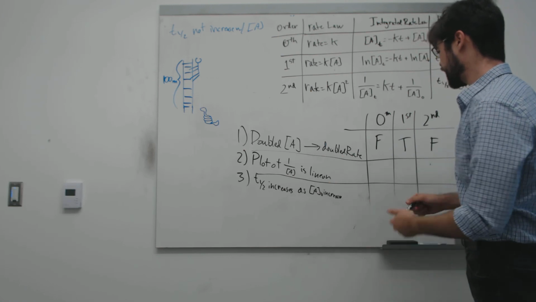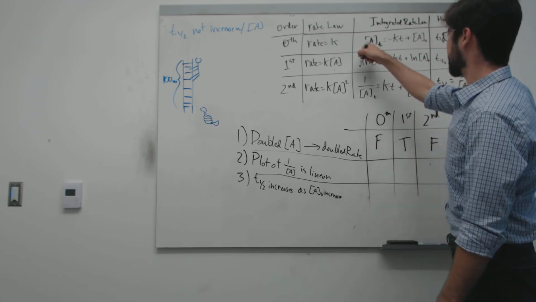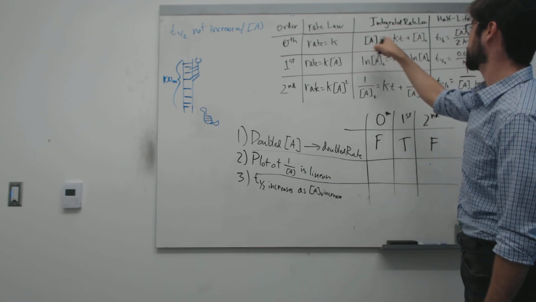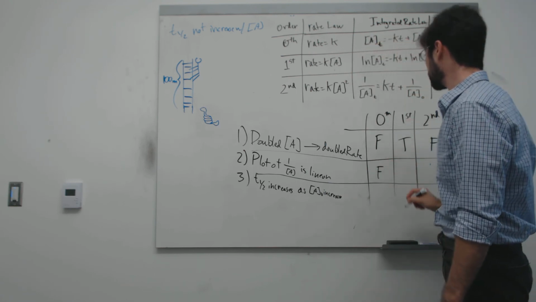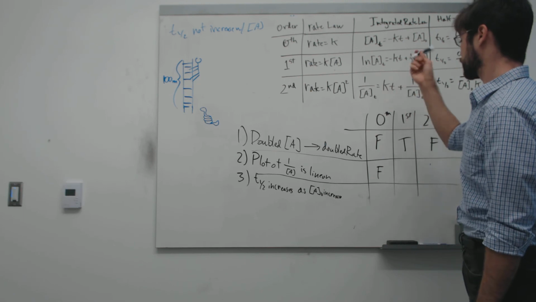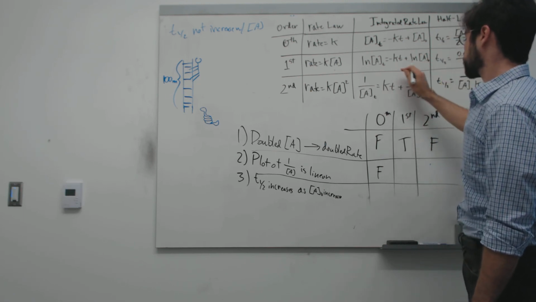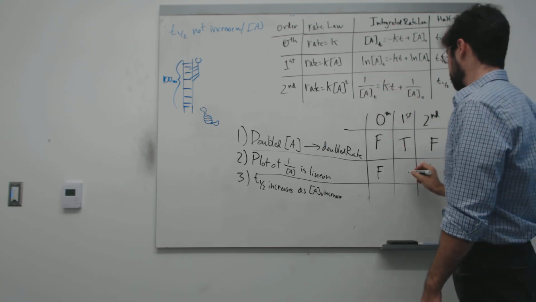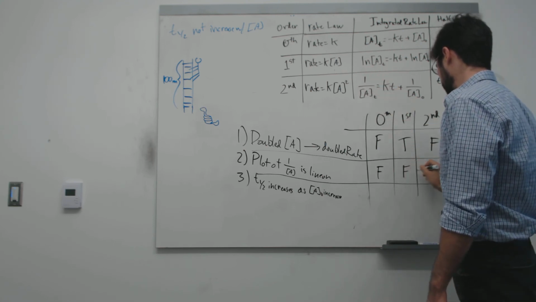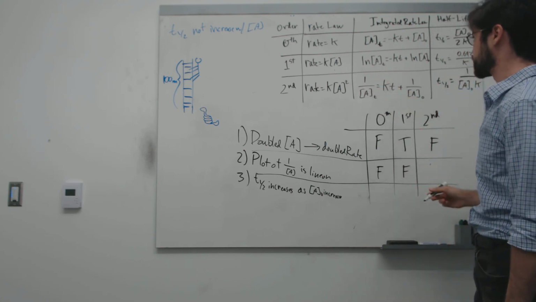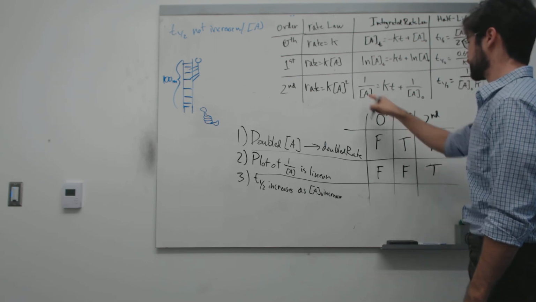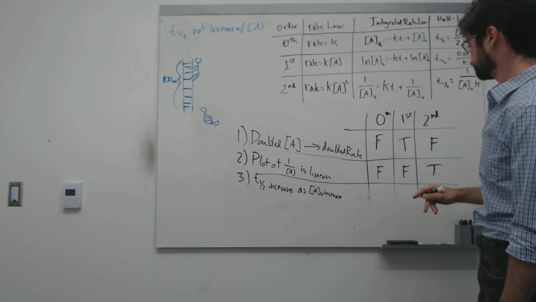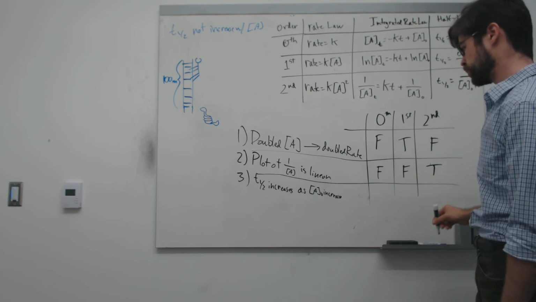A plot of 1 over A is linear. That's not true for a 0th order reaction. It's only linear if you plot concentration versus time. So that's false. For a 1st order reaction, it's only linear if you plot natural log versus time. So that's also false. And for a 2nd order reaction, if you plot the reciprocal of concentration versus time, you get a linear line. So that will be true.